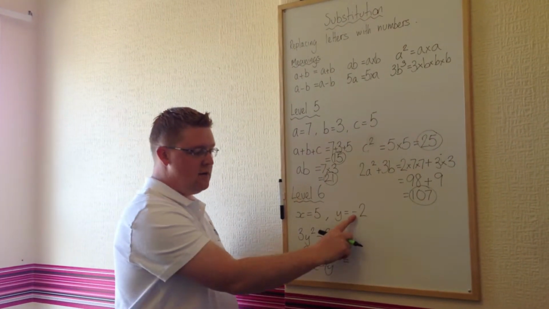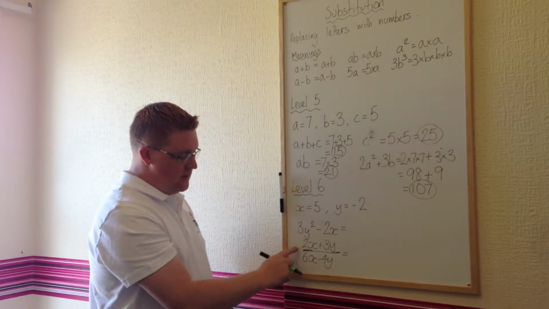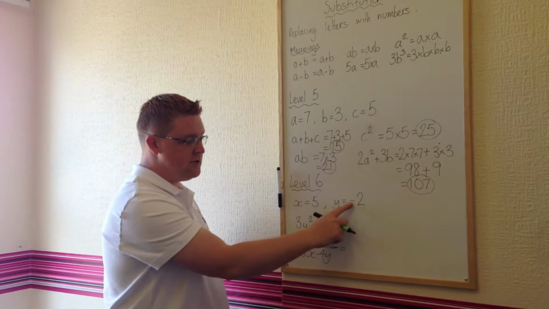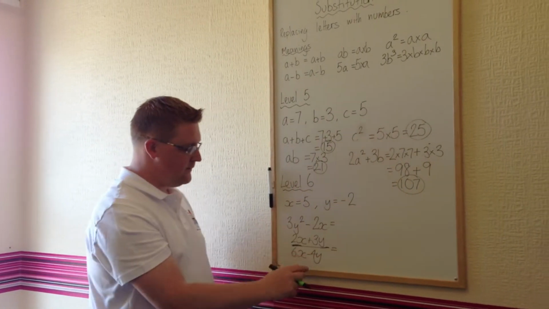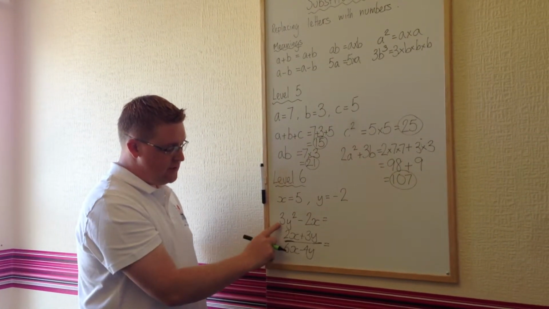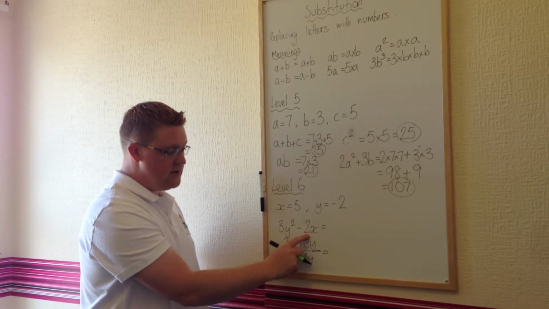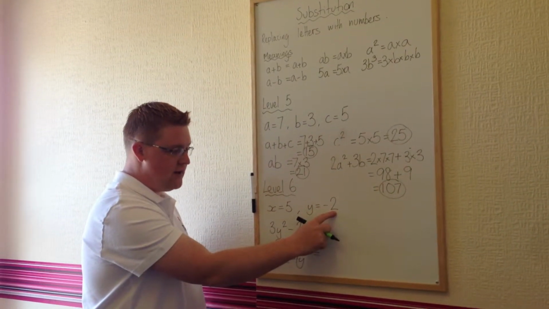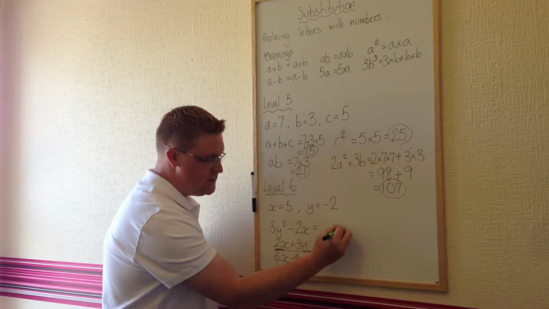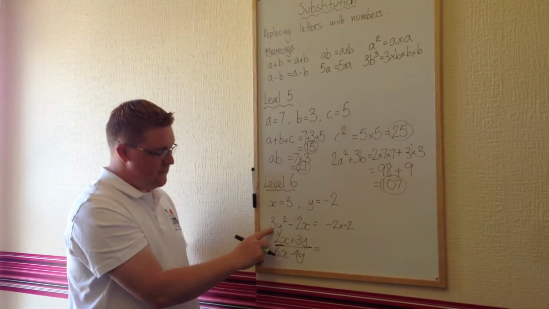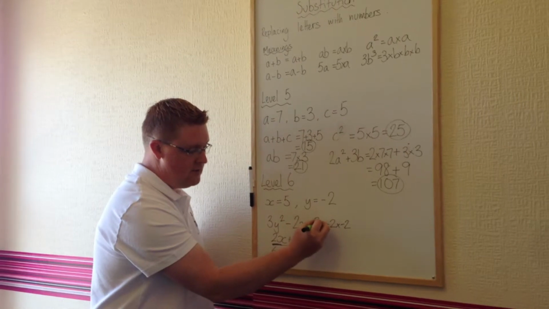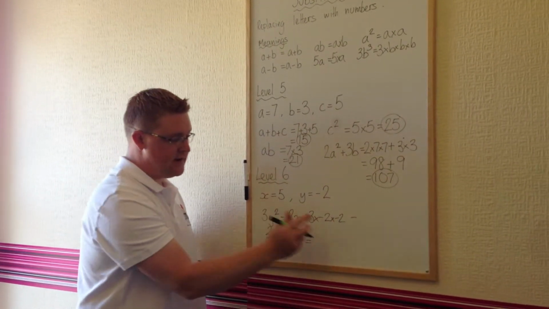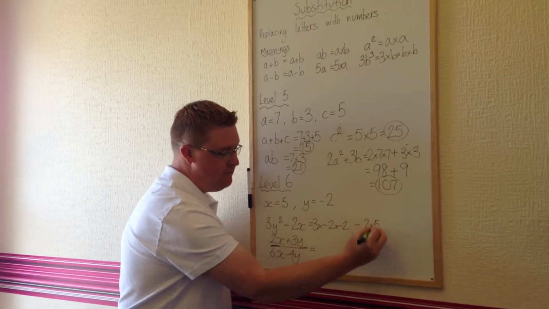Level 6, we'll get negatives involved. The formula themselves might not be any more tricky, but because of the negative sign it does make them harder. So let's look at this first one. 3 lots of y squared take away 2 lots of x. Well, y squared is minus 2 squared, so that's minus 2 times minus 2, and we're multiplying that by 3. And that's take away 2 lots of x, well that's 2 lots of 5.